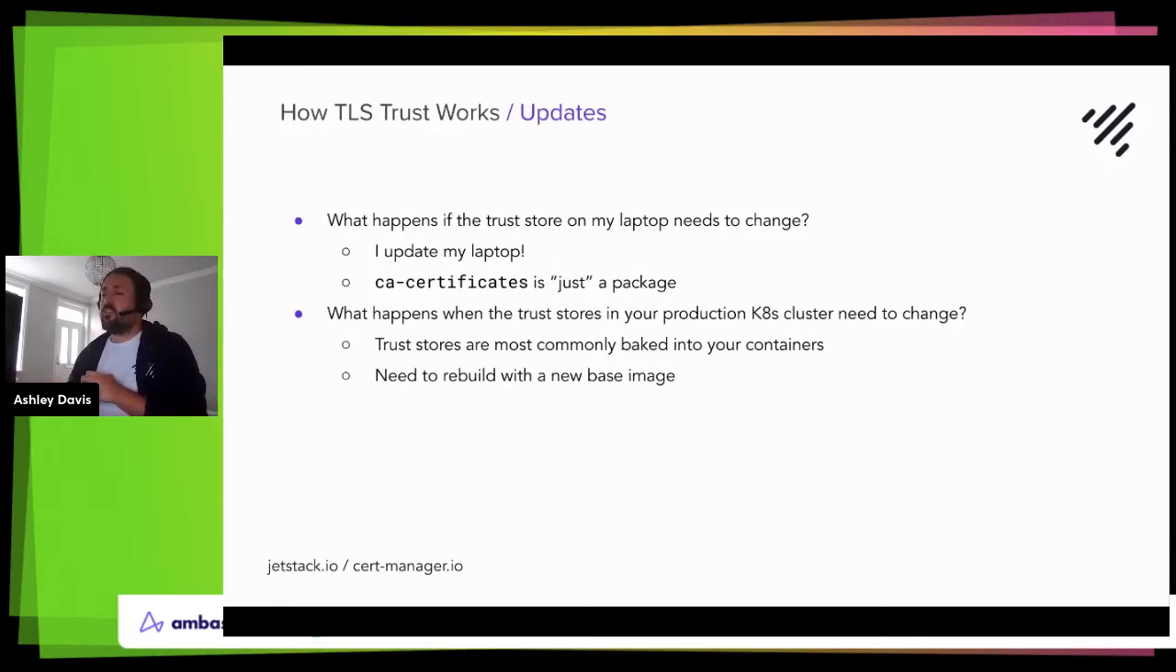But the situation's actually a little bit more complicated when you consider Kubernetes, because trust stores most commonly are baked into your containers, right? You build your container from some base image usually. That might be distroless. It could be Python, Alpine, Debian, Ubuntu, whatever. But usually you're getting the trust store from that base image. And so to update it, we actually need to rebuild the container with a new base image. So a new base image needs to be released first, and then we need to rebuild off that.